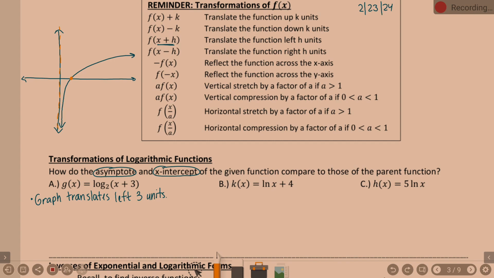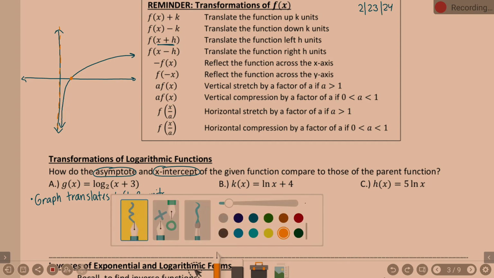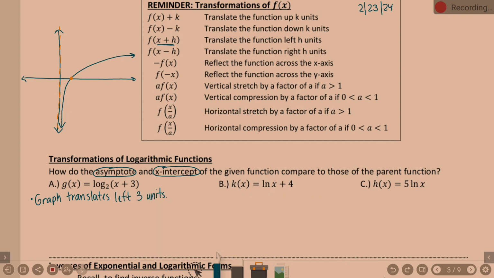So what do you think? If we take this graph and move it 3 left, are those two pieces going to change? They are going to change, aren't they? What are they going to do? They're both going to move left 3, okay? Not all transformations are going to change them, and you'll see that as we talk about some of these others. But the asymptote and the x-intercept are going to translate left 3 units. So, asymptote and x-intercept will translate left 3 units.